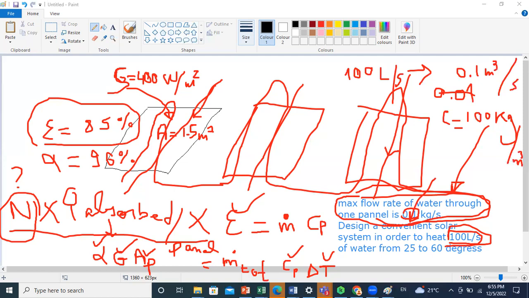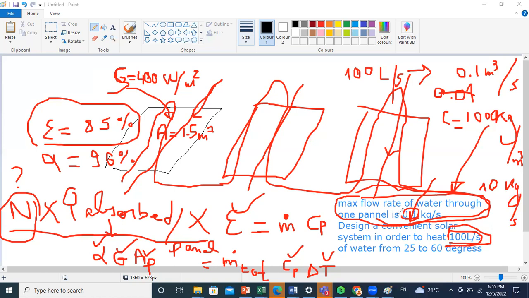So this will correspond to, if we do the calculation to find it in kilogram per second, 10 kilogram per second. Okay, so in total, you have a total mass flow rate to circulate of 10 kilogram per second. And once you calculate n, you can determine whether we want to use parallel or series application.